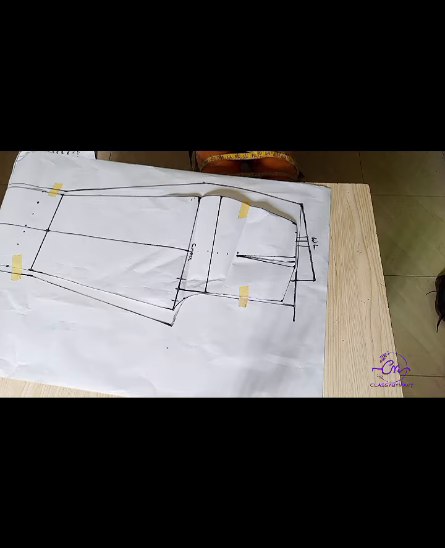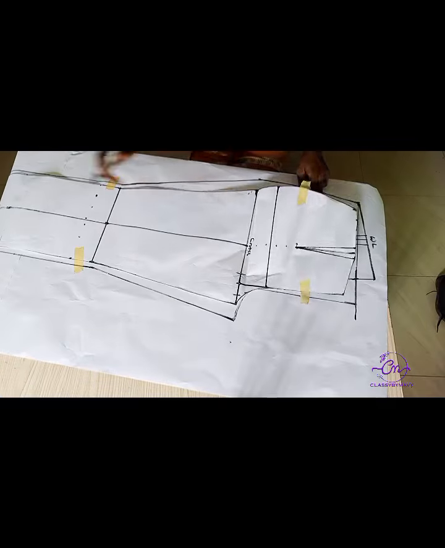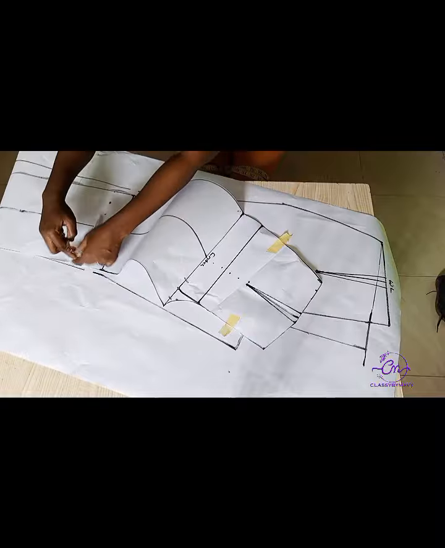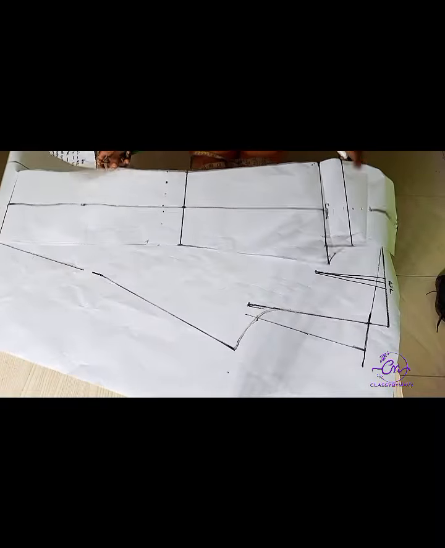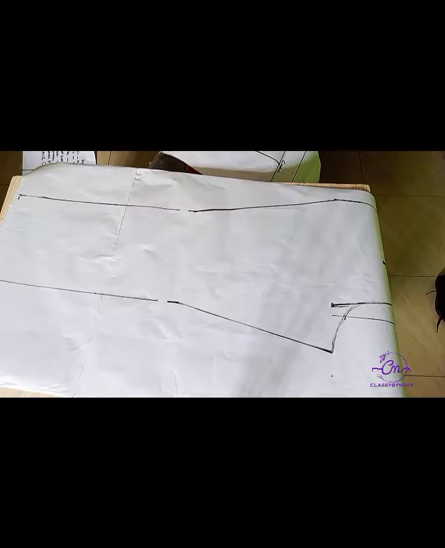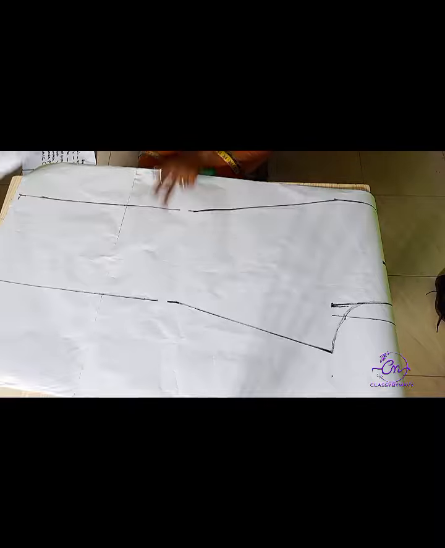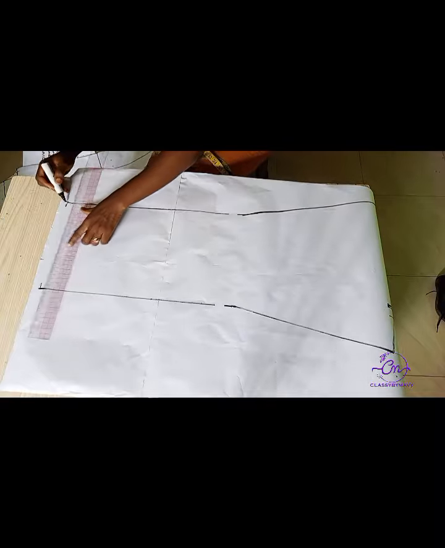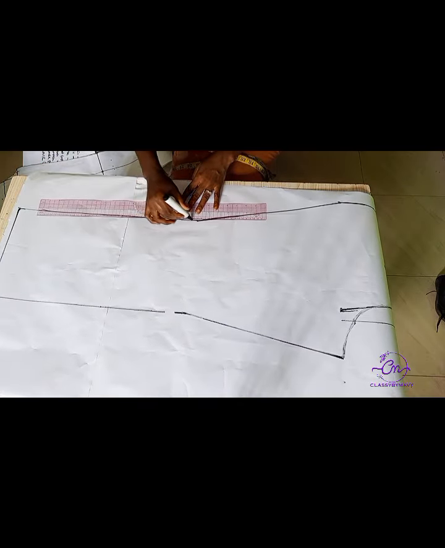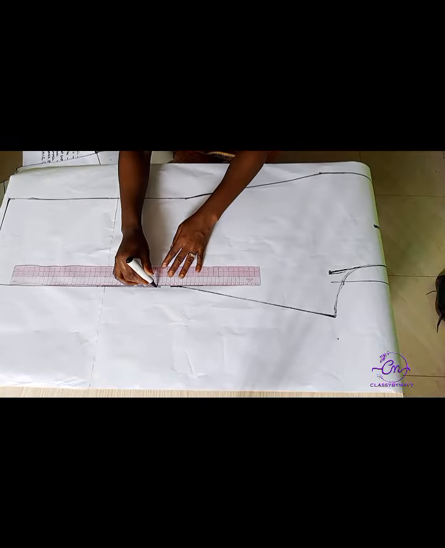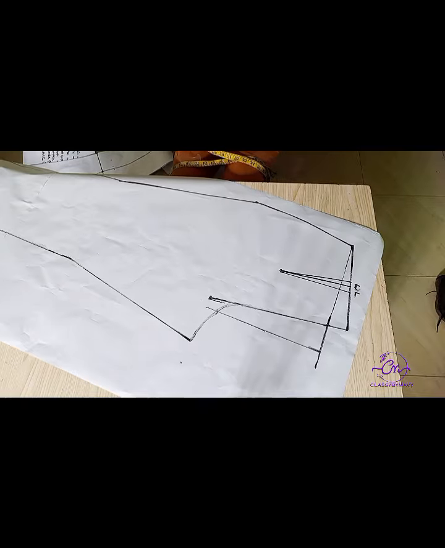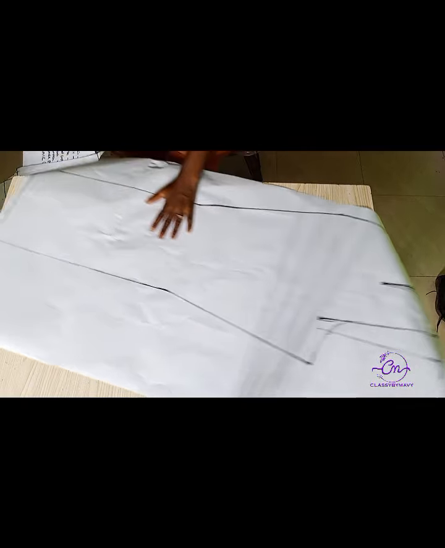So our pattern is complete. You can now remove the front pattern. Can you see our back pattern? Look at the hem. We'll just link it nicely like this. The part that was sellotaped. So our pattern is complete also for the back, and we'll cut out.